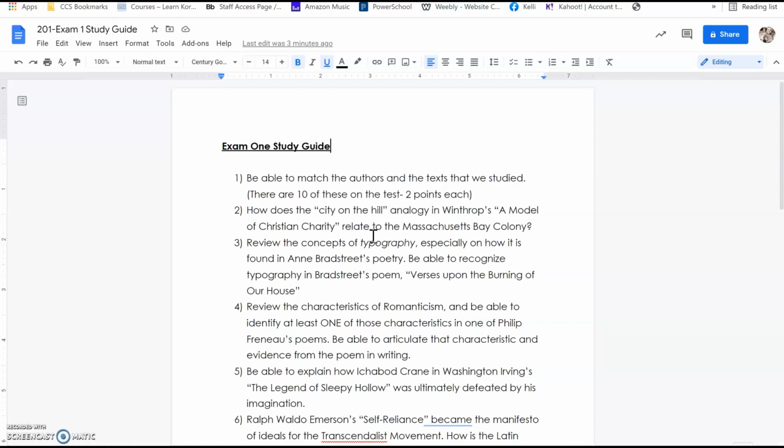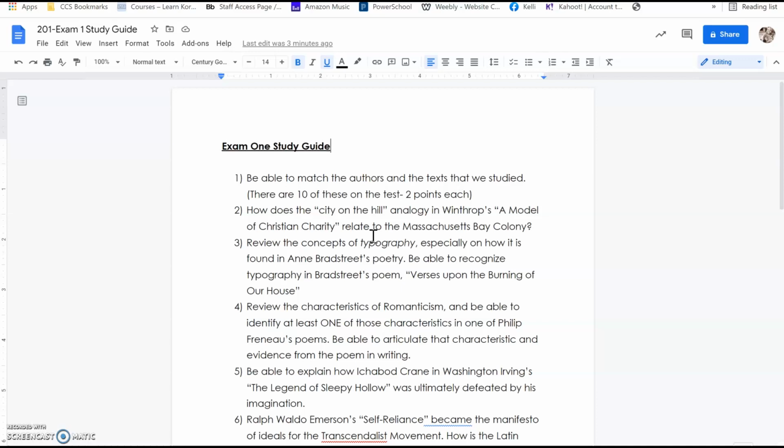Okay. Then there are 2 questions that are multiple choice. The responses will be the question, and then you'll have 4 choices to choose from, and they are numbers 2 and 3 on this study guide. How does the city on the hill analogy in Winthrop's A Model of Christian Charity relate to the Massachusetts Bay Colony?